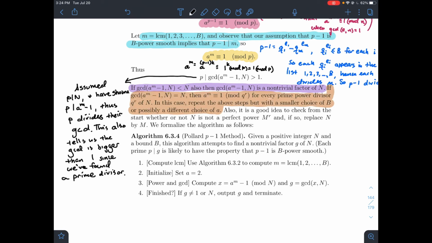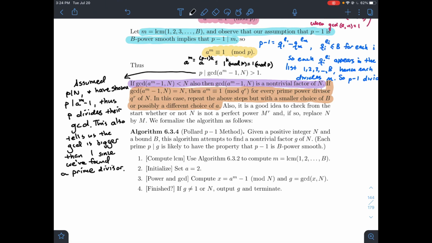Now, what could go wrong? Well, we're not guaranteed that the GCD is going to be less than n. It could be bad if it's actually equal to n itself. What if n also divides a to the m minus 1? Well, in that case, we'll repeat the above steps, but we're going to adjust what b is, perhaps. And this is where I've said we're kind of guessing and checking.